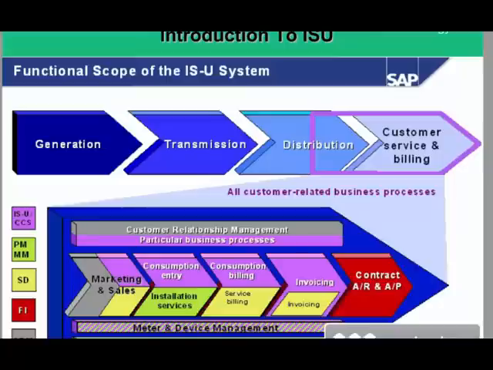This is the functional scope of the SAP ISU system. SAP ISU has concentrated on customer services and billing. Starting from meter reading and device management, consumption entry, consumption billing, invoicing, and contract account receivable and payable are the modules covered in the SAP ISU system. This particular picture shows the linking of the SAP ISU system with the standard SAP R3 modules.